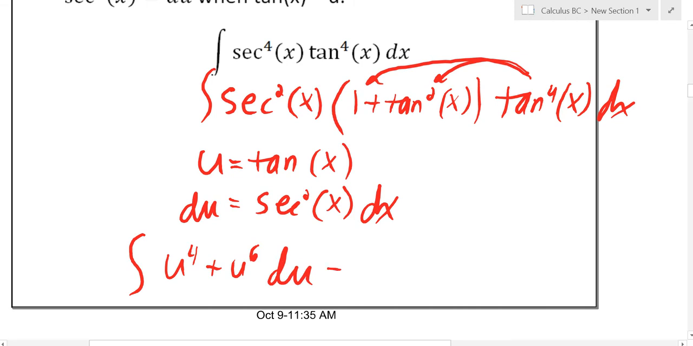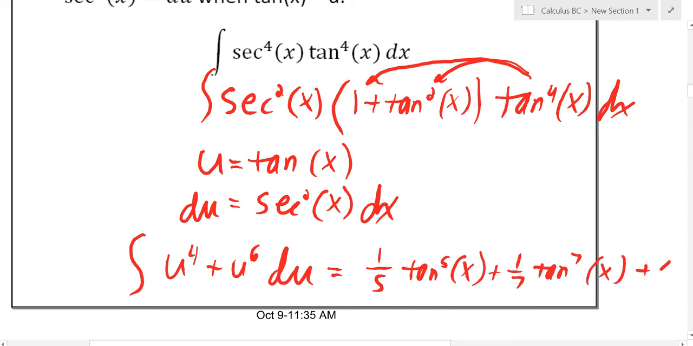So when we integrate that, we're just going to get 1/5 tan to the 5th of x plus 1/7 tan raised to the 7th of x plus c. Ta-da! Feeling good?